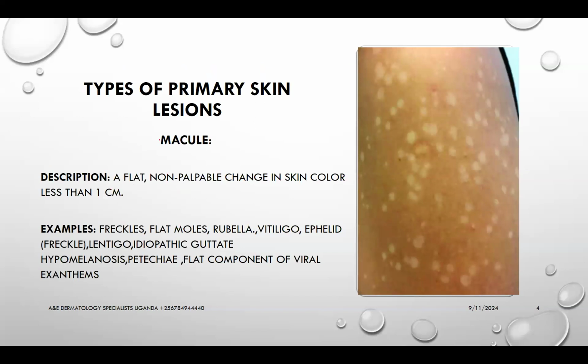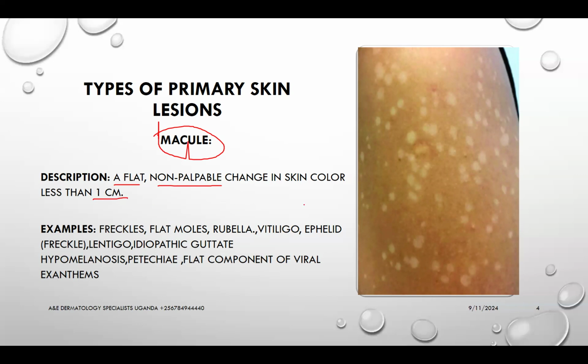The first one, we call it a macule. When you see this word macule, just remember something that is very flat. You cannot palpate it, and it is basically a change in skin color. And most importantly, it has to be less than 1 centimeter in diameter.